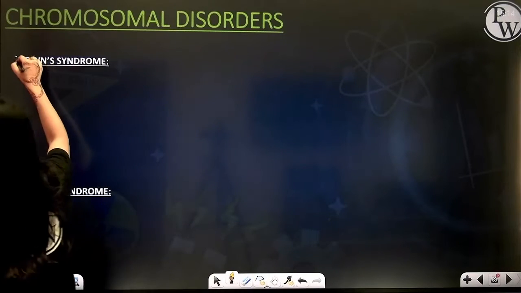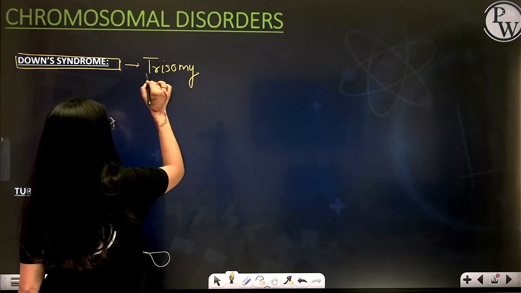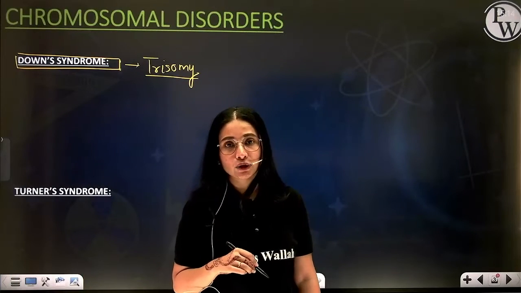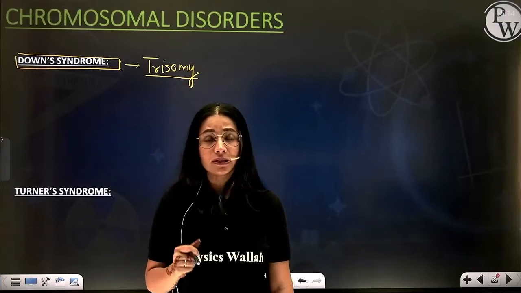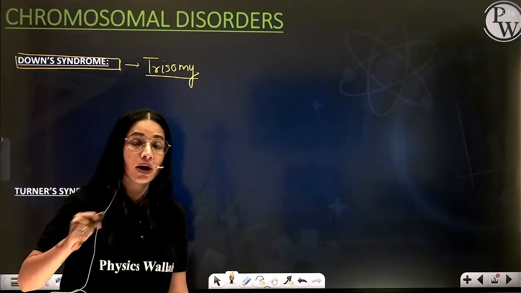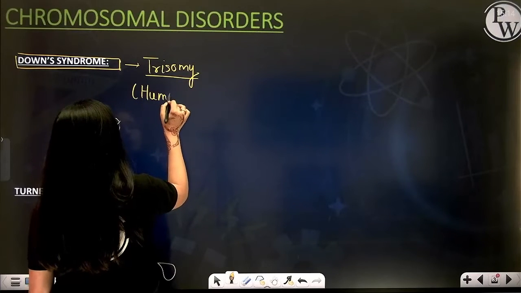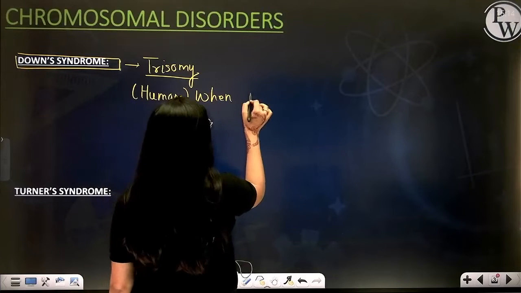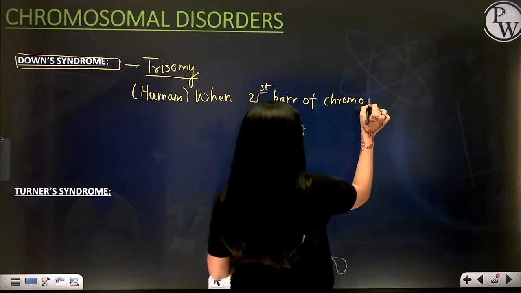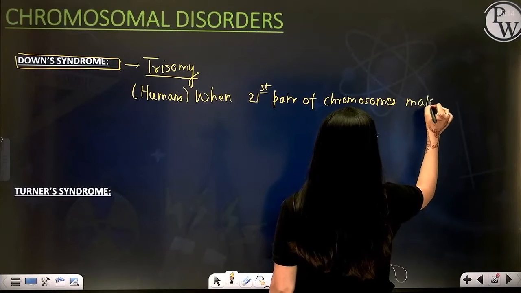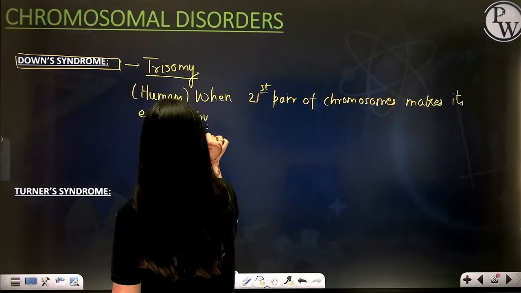So first, starting with Down syndrome. This Down syndrome is one example of trisomy type of genomic mutation under the heading aneuploidy. Now what happens in Down syndrome? In the person suffering from Down syndrome, the reason is that there is one extra copy of chromosome 21. So in humans, when the 21st pair of chromosomes makes its extra copy, this causes Down syndrome.